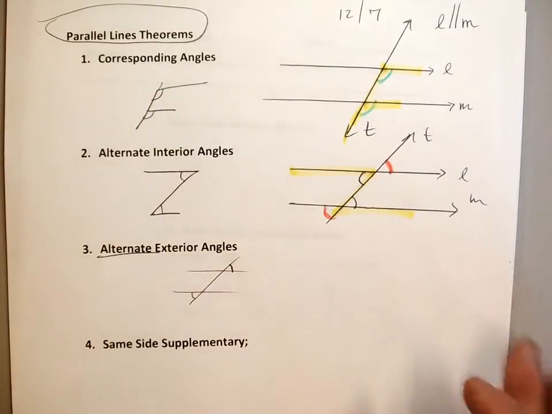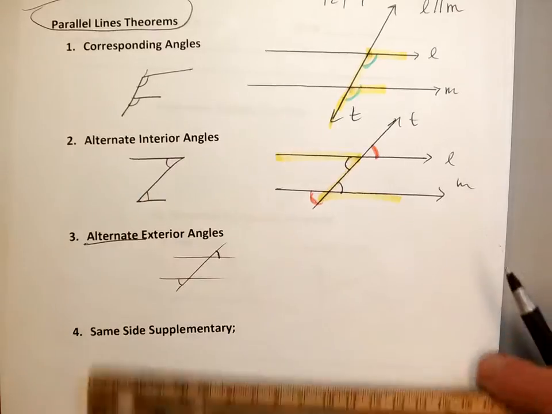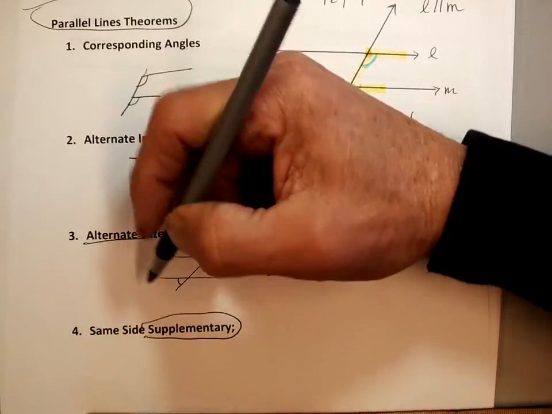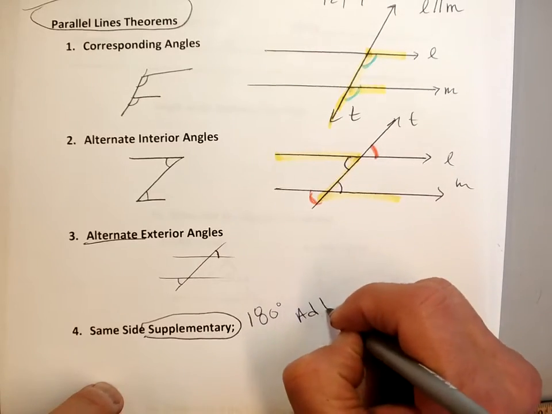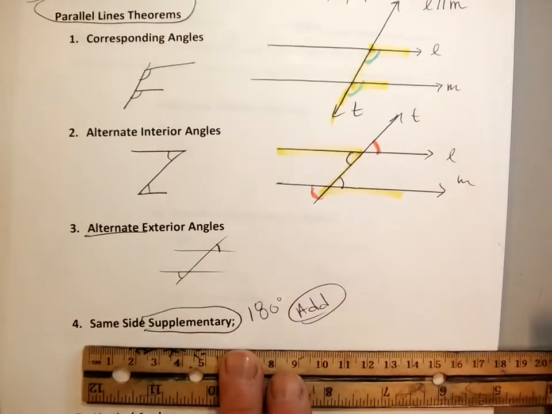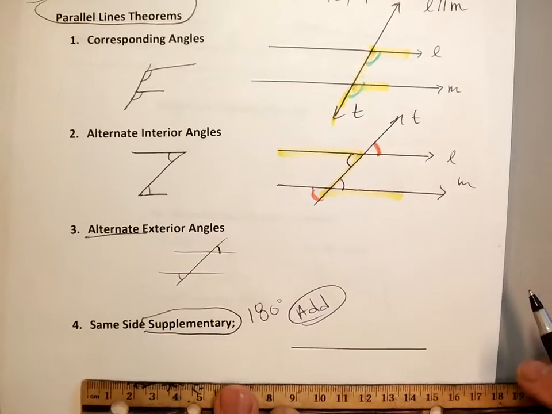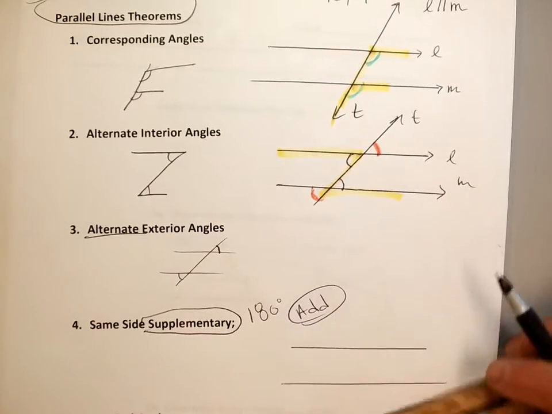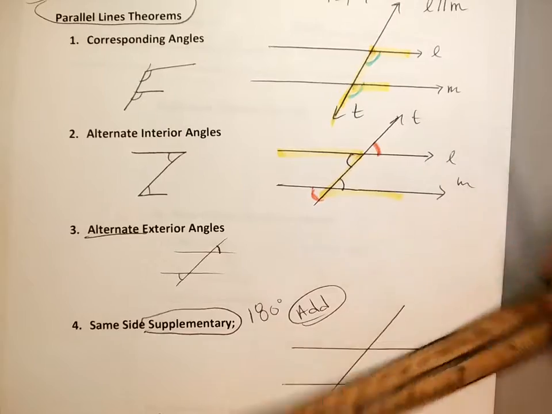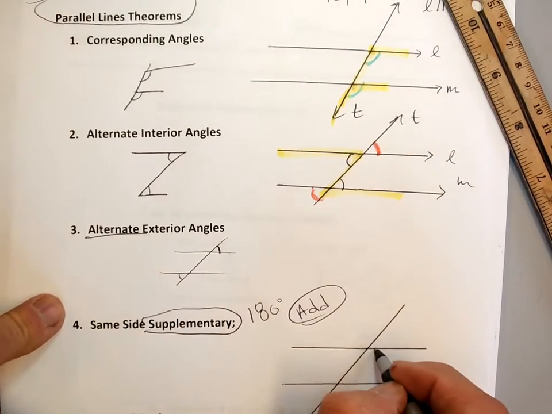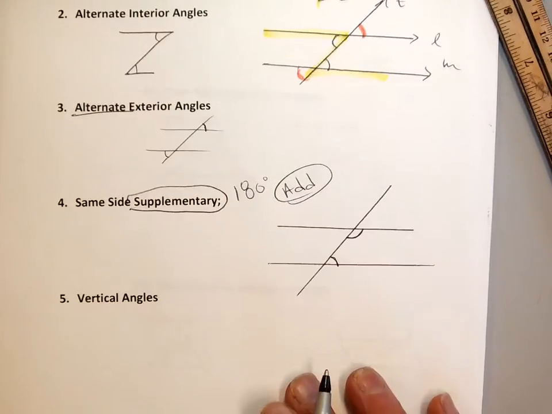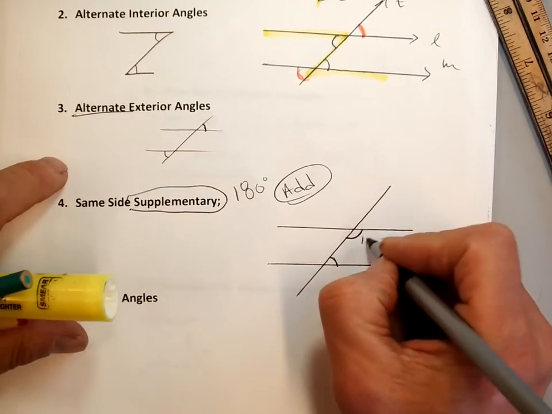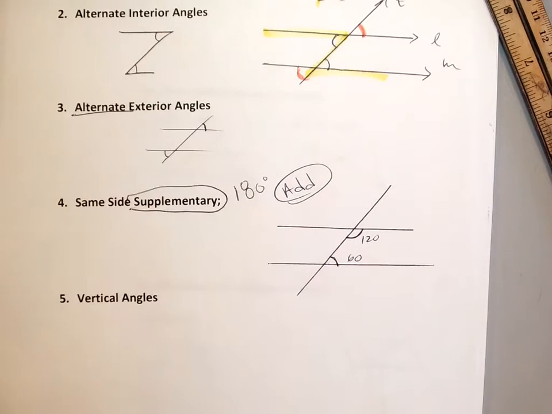Okay. Same side supplementary doesn't make them equal, but supplementary. Supplementary means 180 degrees. It means they add to 180 degrees. So if I do that real quickly, boom, and boom, and draw my transversal in. Same side supplementary means like this angle here and this angle here. Okay, they don't look equal, do they? They don't look equal, but they will add to 180. For example, let's say it's 120. This would be 60. Same side supplementary.